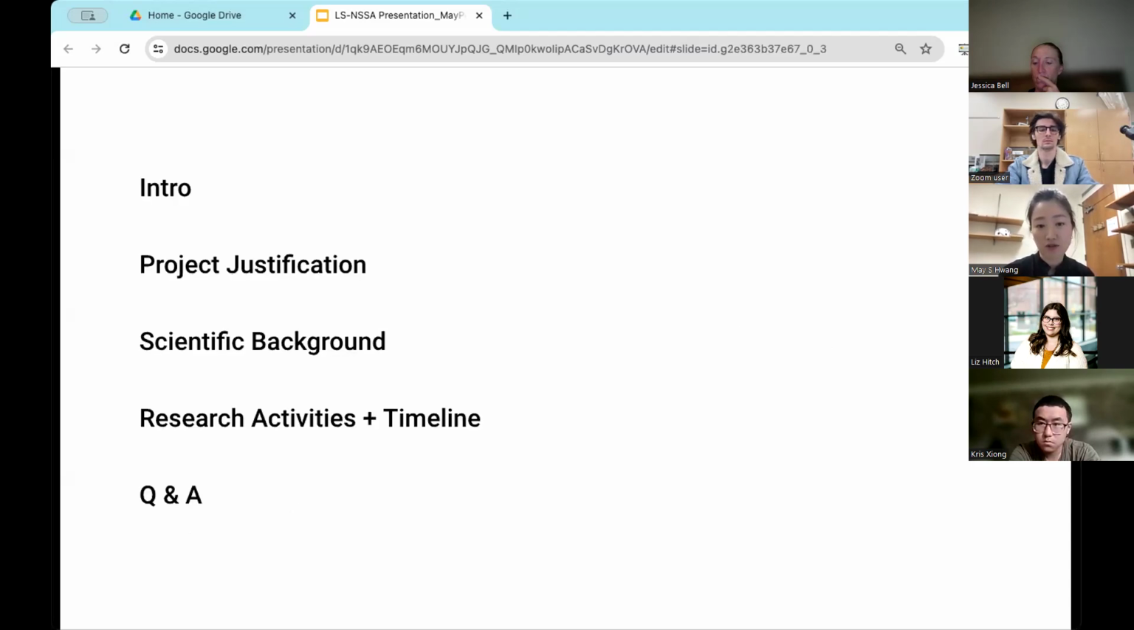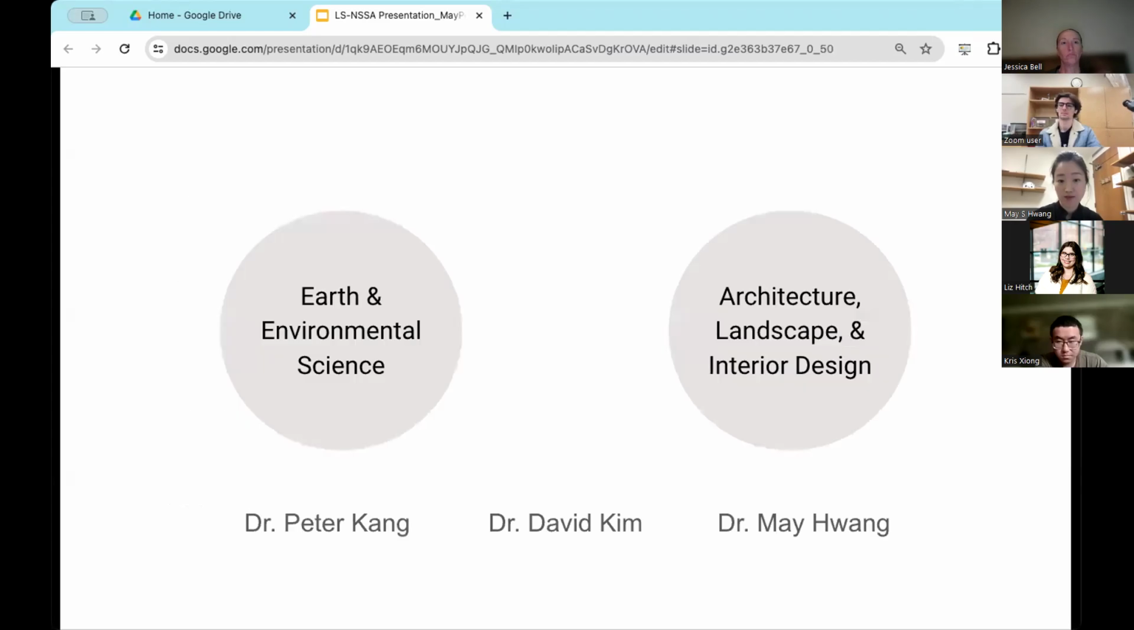So this is the flow of our presentation. We'll do a brief intro of the mentors, and we'll go over why this project is important. So project justification. And then David will explain a little bit about the scientific background behind our experiments. And then we'll talk about our research activities and the timeline over the summer, and then end with the Q&A session. So this project is a collaboration between Earth and Environmental Science and Architecture, Landscape, and Interior Design.